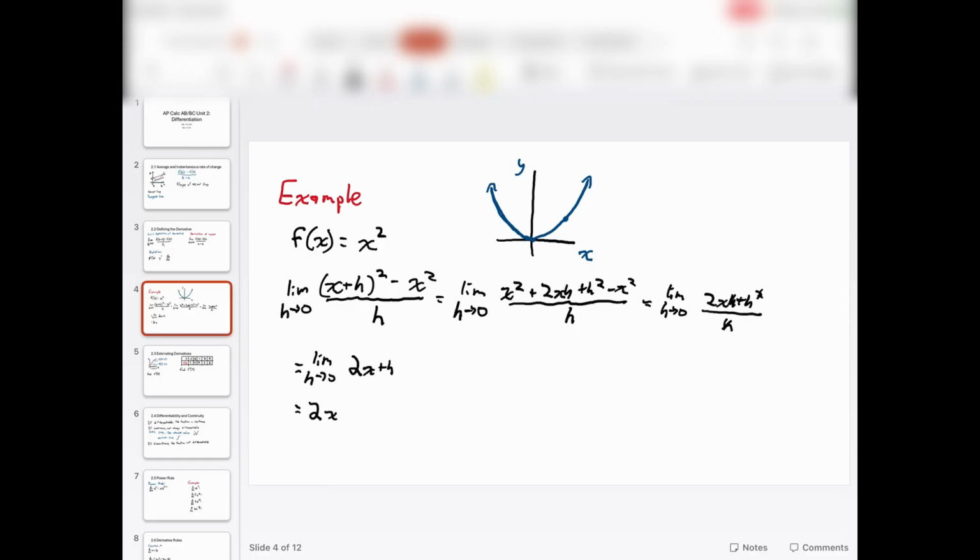So if we wanted to use it at point 2, like x equals 2, that means the derivative would be f prime of 2, and it'll be 4. So the slope of the line formed here, if this is point 2, is 4.